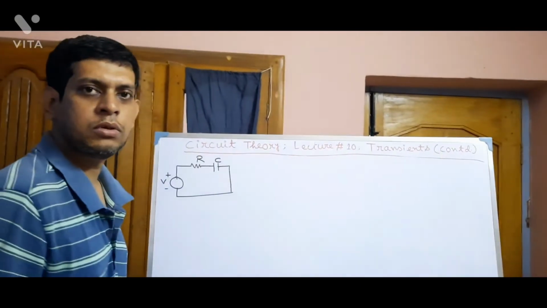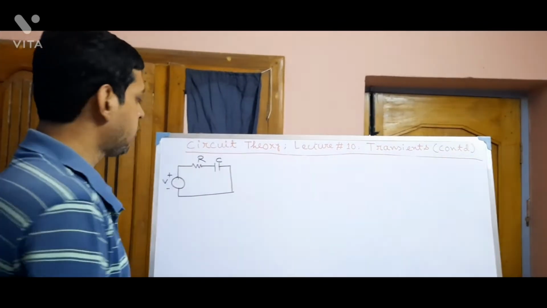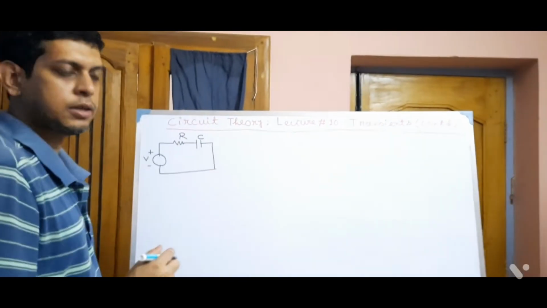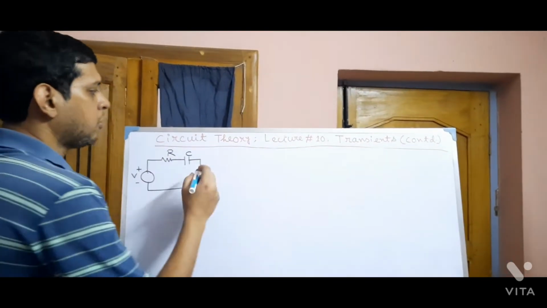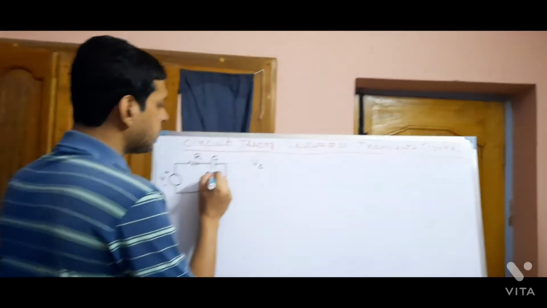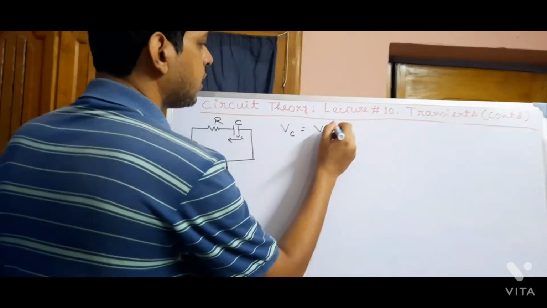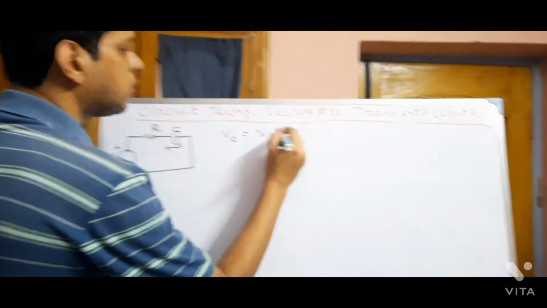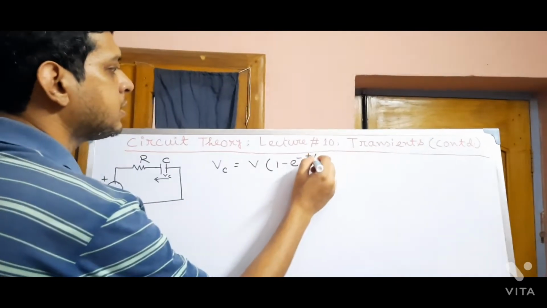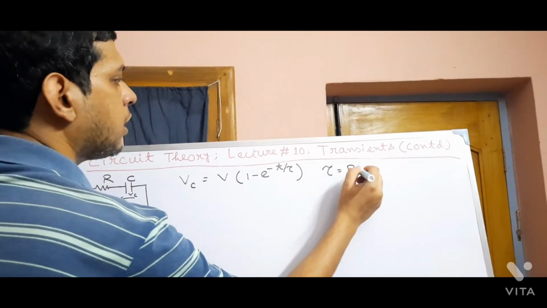Let us now recall two equations quickly. One is, this is the phenomenon of charging a capacitor by a DC source. So here the equation of voltage across the capacitance is given by what? Vc equal to V into 1 minus e to the power minus t by tau, where tau is the time constant.